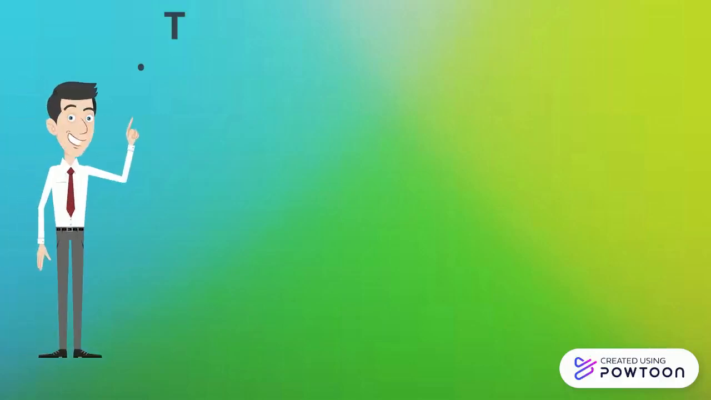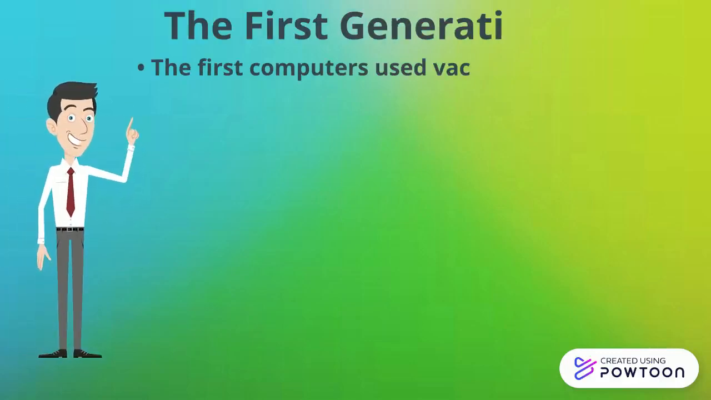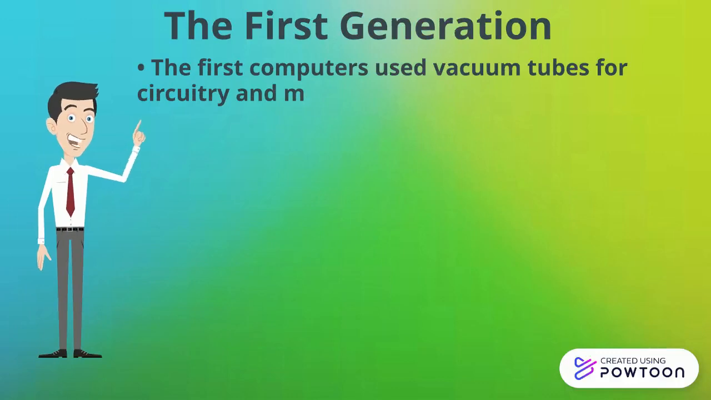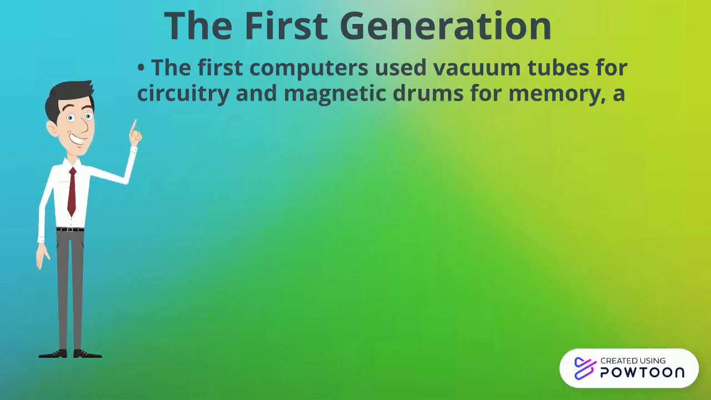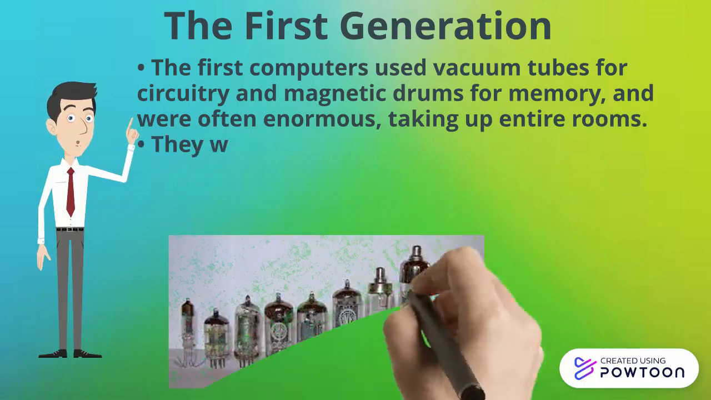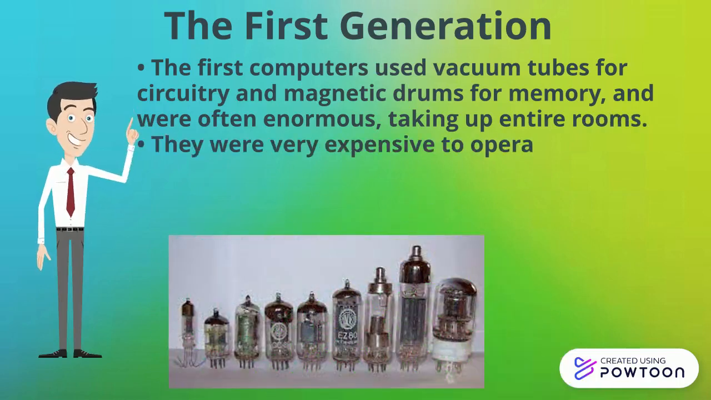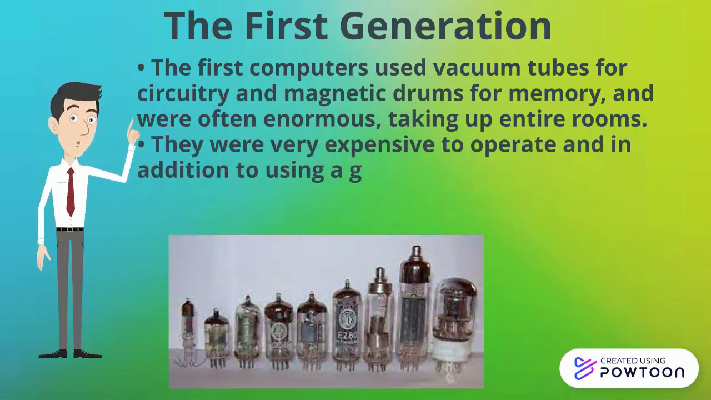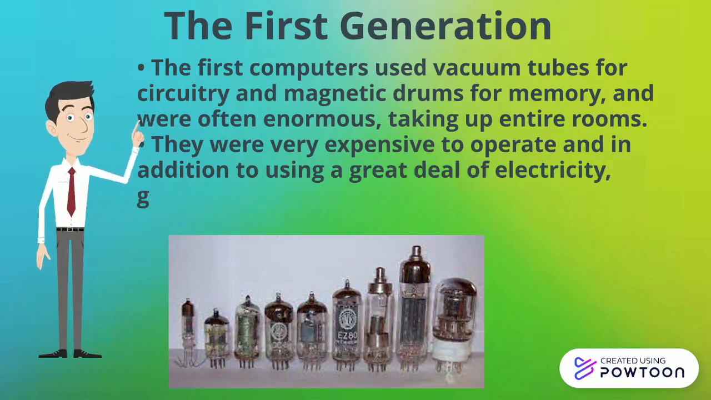The first generation. The first computers used vacuum tubes for circuitry and magnetic drums for memory, and were often enormous, taking up entire rooms. They were very expensive to operate, and in addition to using a great deal of electricity, generated a lot of heat, which was often the cause of malfunctions.